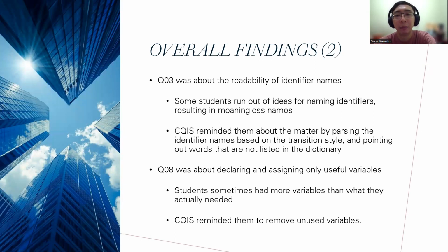Key 03 was about readability of identifier names. Some students ran out of ideas for naming identifiers, resulting in meaningless names. CQIS reminded them about the matter by parsing the identifier names based on the naming style and pointing out words that are not listed in a dictionary. Key 08 was about declaring and assigning only useful variables. Students sometimes had more variables than what they actually needed, and CQIS reminded them to remove unused variables.